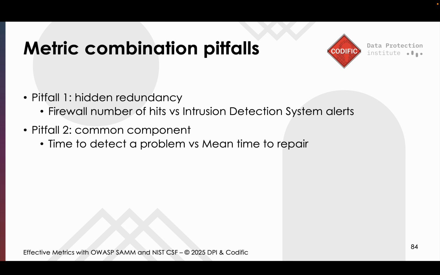The second pitfall is using two metrics that have a common component. Some metrics share a common denominator, which makes them misleading, especially when you try to correlate them. For instance, if you have time to detect and mean time to repair, the second metric, mean time to repair, actually includes detection time. So if the mean time to repair goes down, it could be that your detection got faster, but the actual repairs didn't speed up at all.